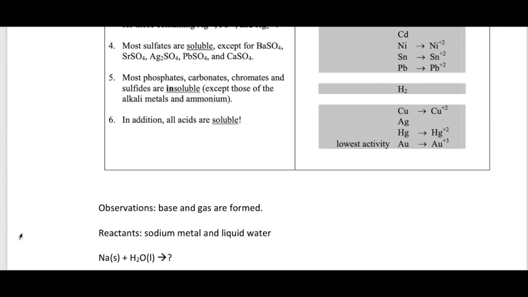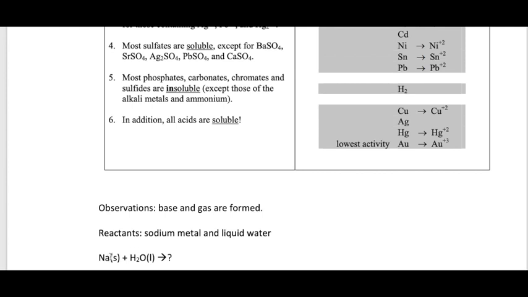Okay, so let's take a look at how we can write the reactions that we just observed. We mix a piece of metal, sodium, with water, and what we observe is a base and a gas being formed as a result. So our reactants are sodium metal and liquid water. The first thing we need to do is write those reactants in the correct form. Here's our sodium metal, Na in the solid state, right? Because that's what we put in. And then water in the liquid state is just H2O with an l next to it. And then we have to write our arrow to figure out what our products are in this case.